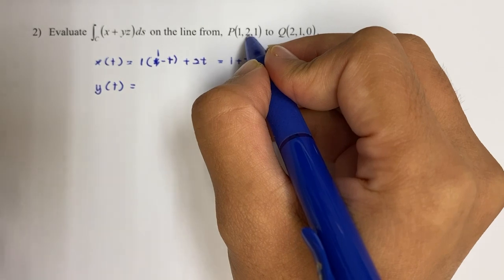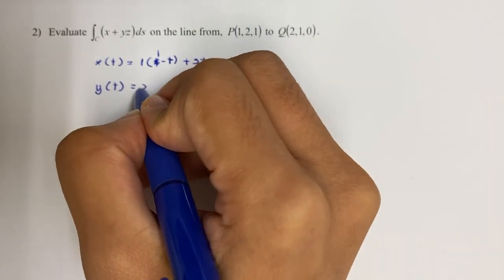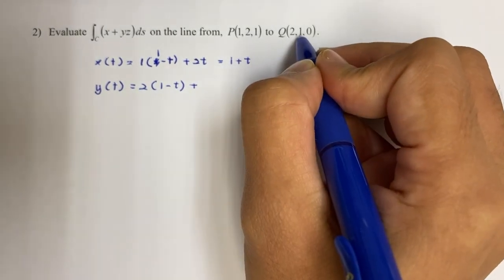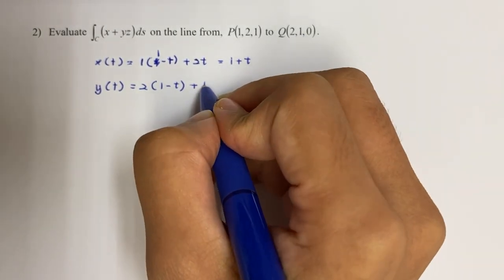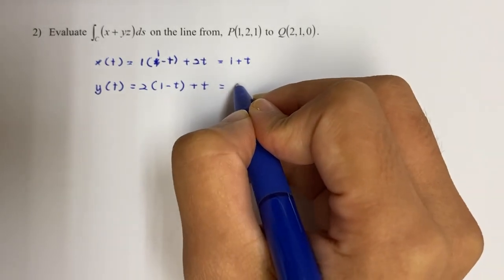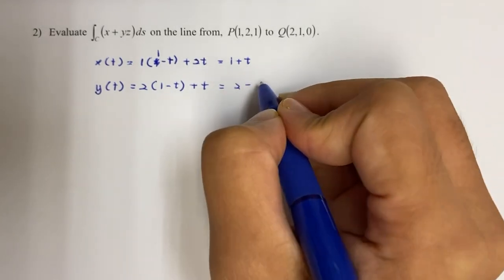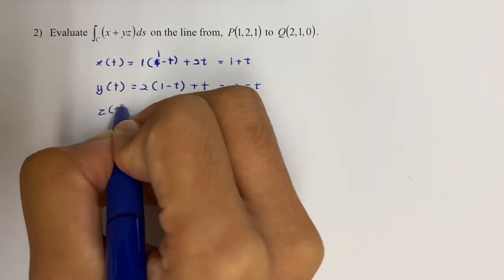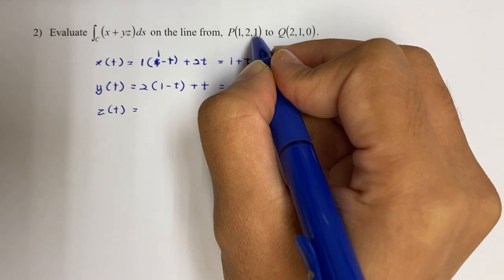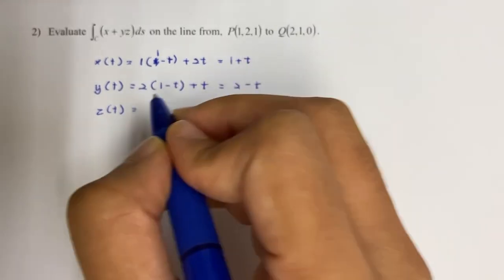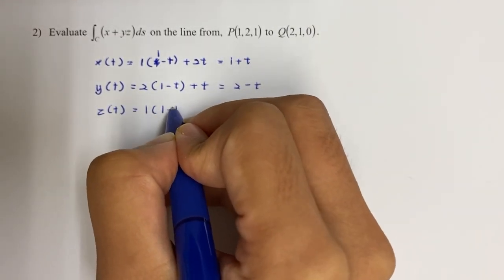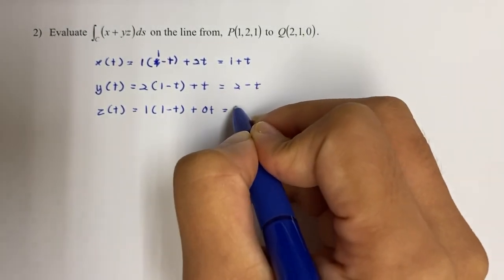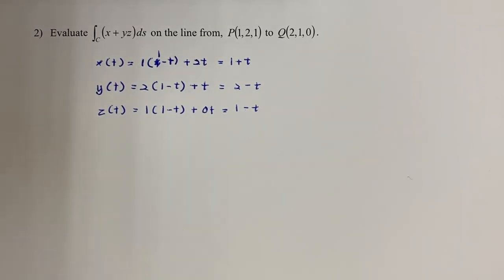y0 is equal to 2, multiplied by 1 minus t, plus y1 is equal to 1, multiplied by t is equal to t. So this one I have 2 minus 2t plus t, which is 2 minus t. And z(t) is equal to, for z, z0 is equal to 1. So 1 multiplied by 1 minus t plus 0t. So for this one, I have 1 minus t for z.